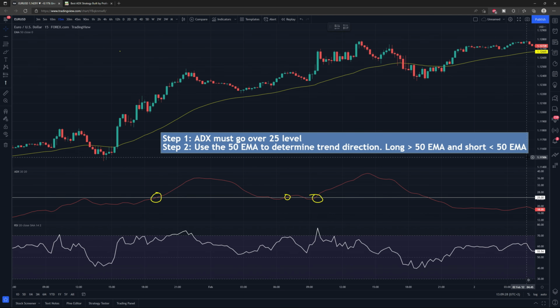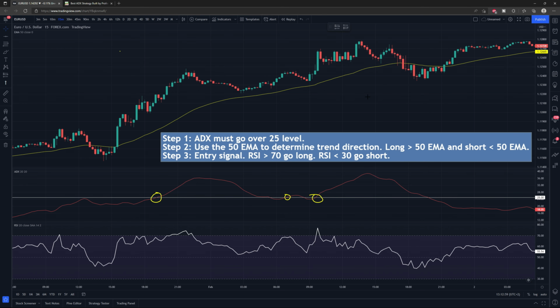The second step is using the 50 EMA to determine the trend direction so you know if you should be taking a long position or looking to take a short position. If price is over the 50 EMA, you should be looking for a long, and if price is under the 50 EMA, you should be looking for a short. Step 3 is the entry signal given by the RSI. If the RSI goes over 70 and the other conditions are met, go long. If the RSI goes below 30, you can go short as long as all the other conditions are met.